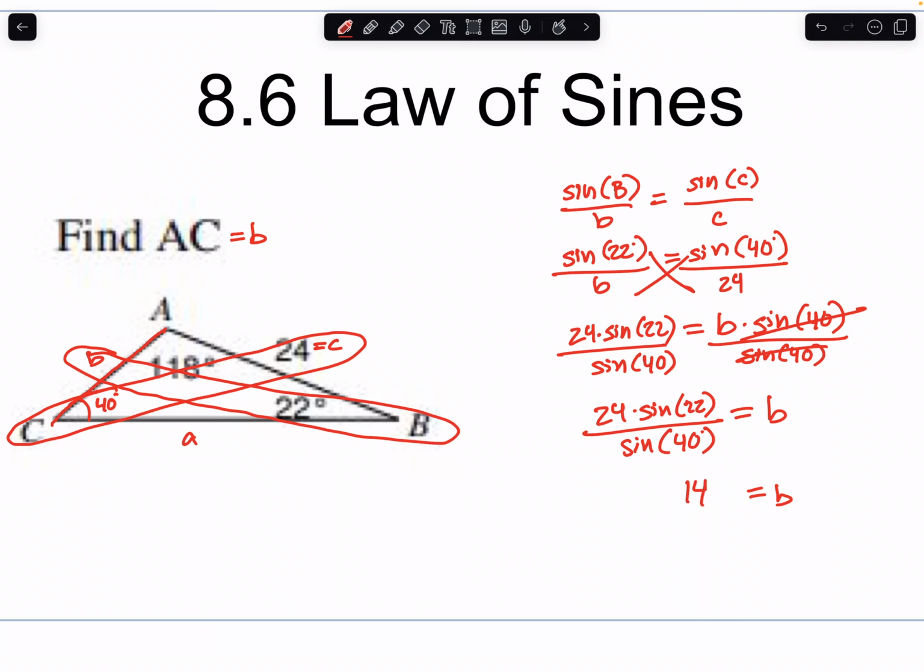So these are the two examples on how to find the missing length. If you would like, you can always pause it, go back, try the problem on your own, and see if you're getting the hang of it. Let's talk about now how to find a missing angle.